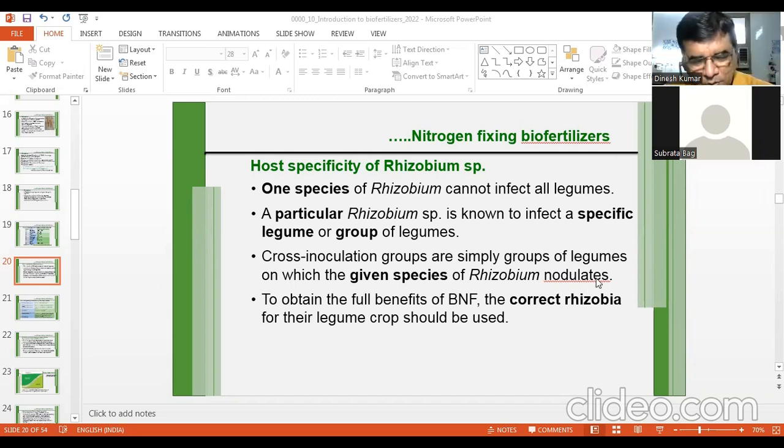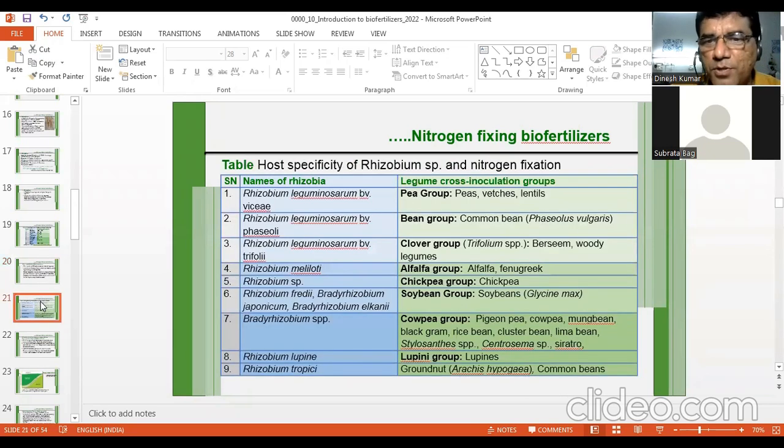So it is group of crops. 1 group, 2 group, 3 group. So in one group, there can be 3 crops, 4 crops. But the rhizobium of group 1 crop cannot infect the crops of group 2. So to obtain the full benefit of BNF, biological nitrogen fixation, the correct rhizobia for their legume crop should be used. The right strain or right species should be used.